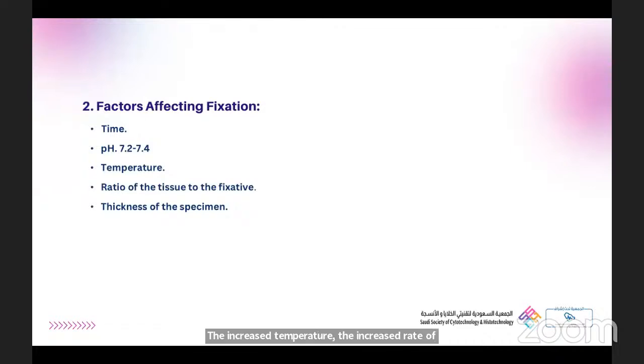This problem, we can see it more in the processor machine. Next is the ratio of the tissue to the fixative. The fixative should be 15 to 20 times greater than the tissue size. Last is the formalin penetration. As we know, formalin is a slow penetrator at approximately 1 millimeter per hour. So the specimen needs to be opened, sliced, and left to fix for adequate time before processing.